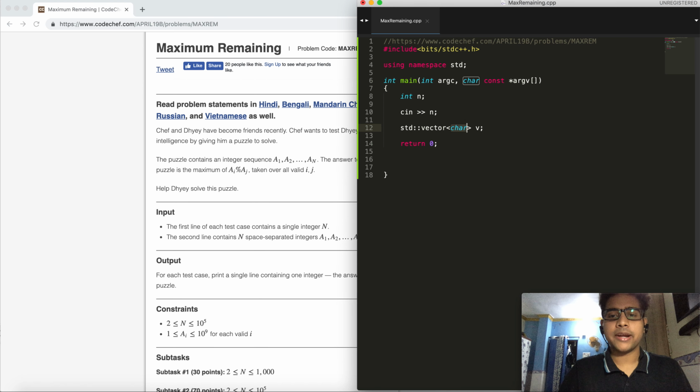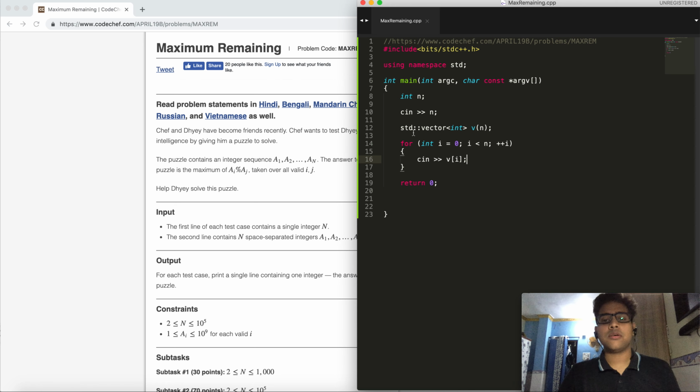First let me declare one vector which is of size n. I'll iterate from 0 to n and take v of i. So now we have the n numbers stored in this vector. As we discussed, we need to sort these n numbers, so I'll use the sort function which is inbuilt in C++.